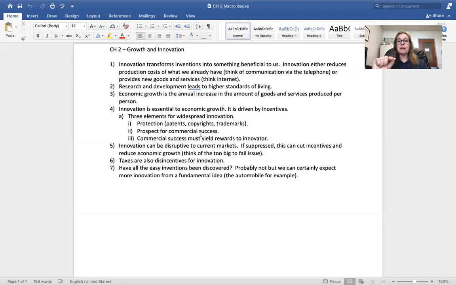But what if the government back then decided, oh, these carriage companies, they're too big to fail. We have to keep the carriage companies going. Well, we would still have carriages. You see what I'm saying? So the too big to fail thing is wrong. Anyway, the point here is that innovation can be disruptive to current markets, but you have to let nature, it's kind of the survival of the fittest, take its course, so to speak.